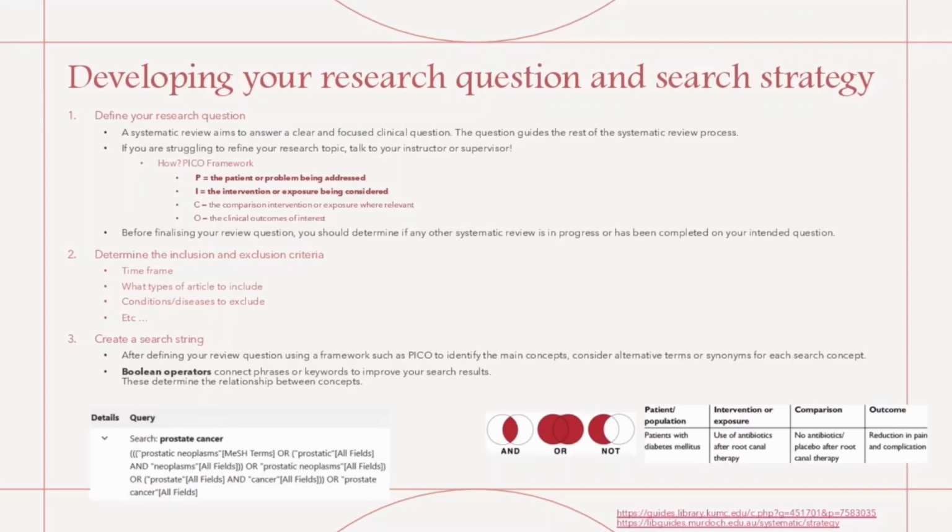Then after you have defined your research question, the next step in performing a systematic review is to determine the inclusion and exclusion criteria. You should determine the time frame that you would like to screen, to analyze, what type of articles you would like to include. So you should determine if you would like to perform a systematic review of case reports, randomized control trials, case series, or case control studies. Then you should determine the conditions and the diseases to exclude.